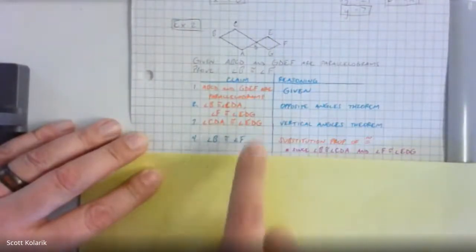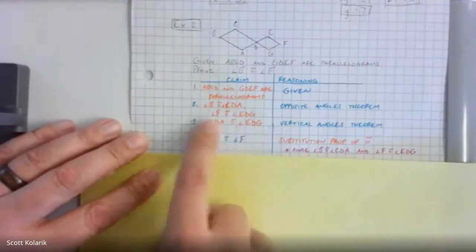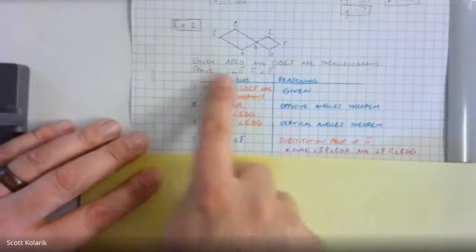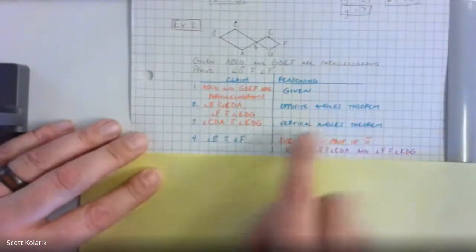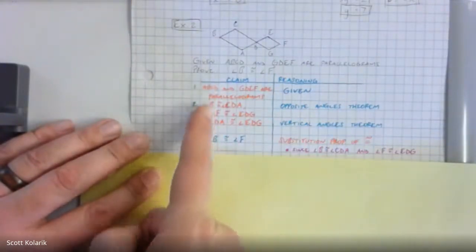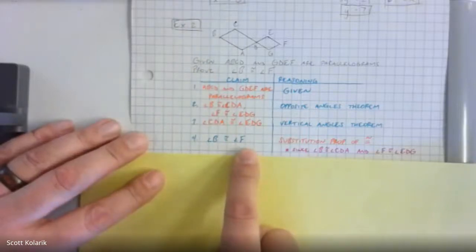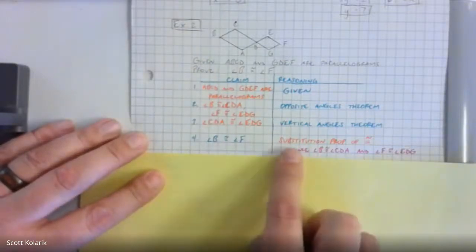And then for my last entry, I'm actually given my claim that angle B is congruent to angle F, thus completing the proof. I have to just come up with a reason why, based on the information that I've just done, I can immediately jump to what I need to prove. And the reason I gave was substitution.